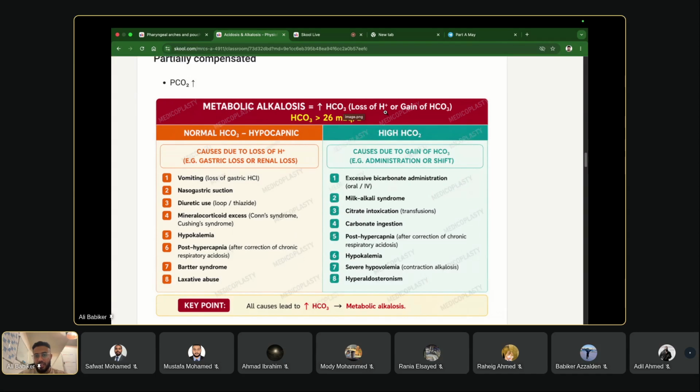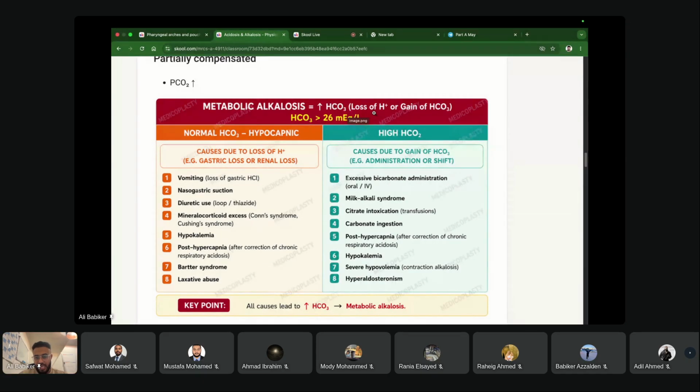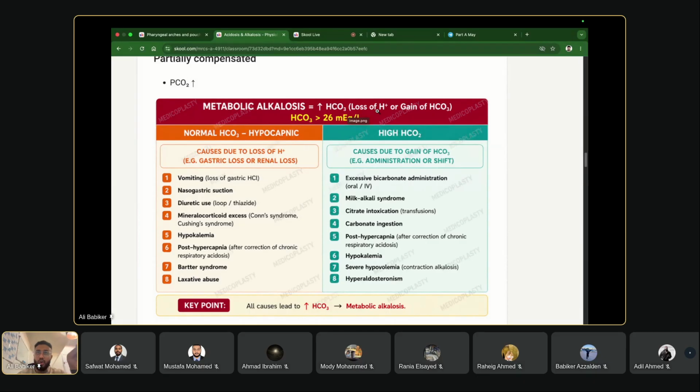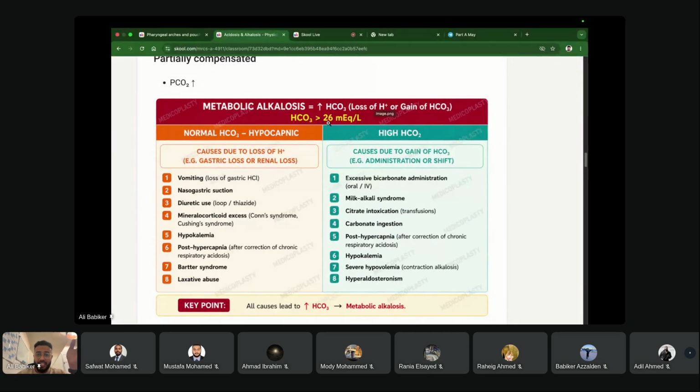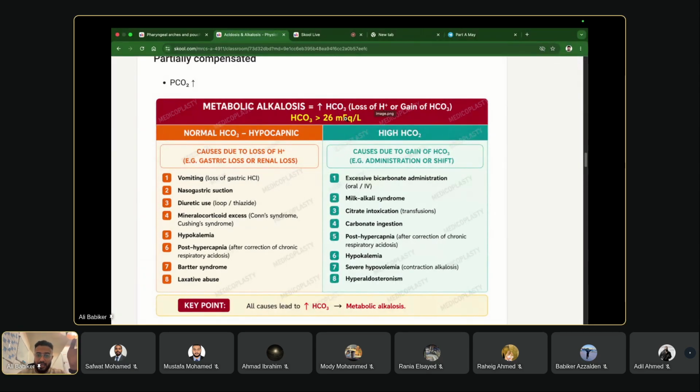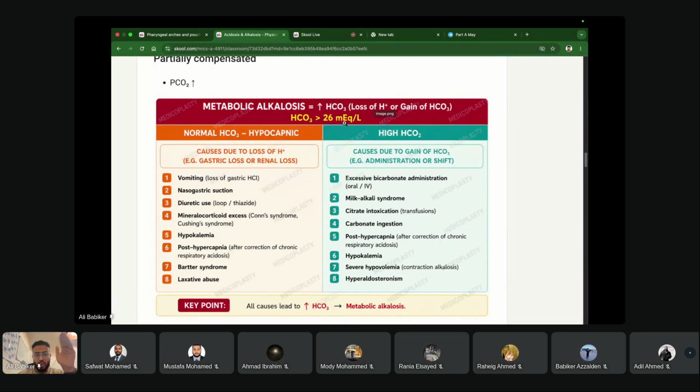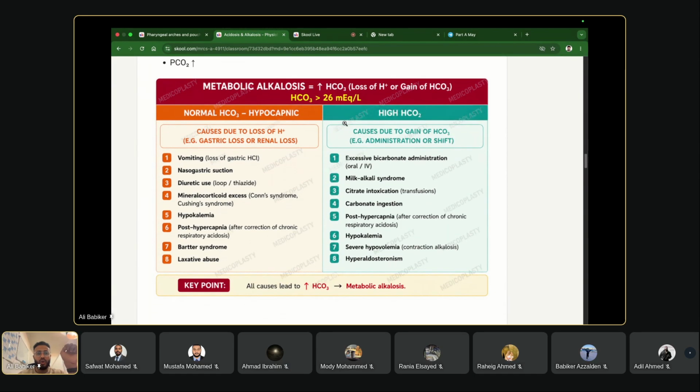Loss of H plus or gain of HCO₃. Meaning, in order for you to get metabolic alkalosis, either you lose H plus, meaning you lose acid, thus you will be alkalotic, or you gain HCO₃. The HCO₃ will be more than 26 or 28. We said the normal range is 22 to 28. All right, what are the causes?